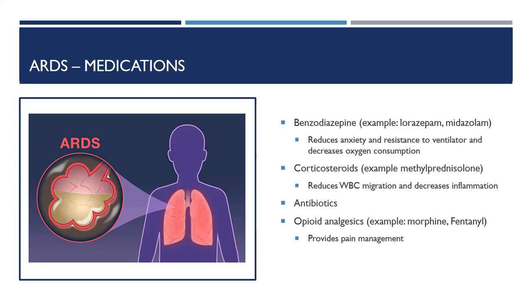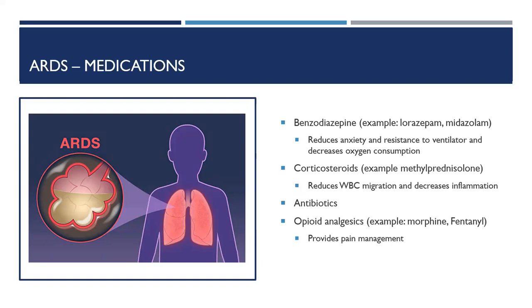Corticosteroids are going to decrease inflammation, and they help to slow down the white blood cell migration to the area, which contributes to the inflammation. Antibiotics, we want to get rid of any bacteria that's there that's not supposed to be there. And then we've talked about morphine before. Morphine has that side effect of reducing air hunger, so it is a very good pain management choice for the patient with ARDS.